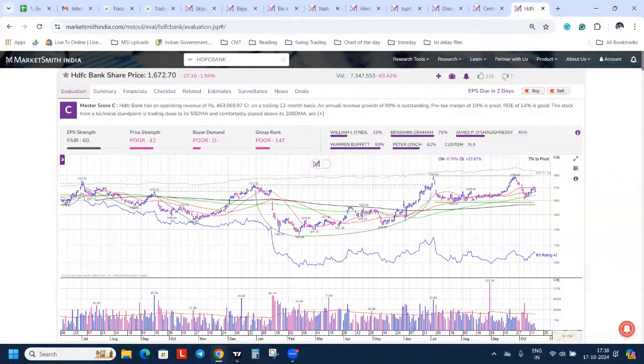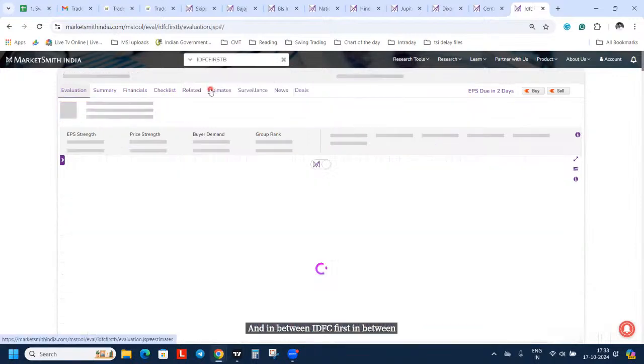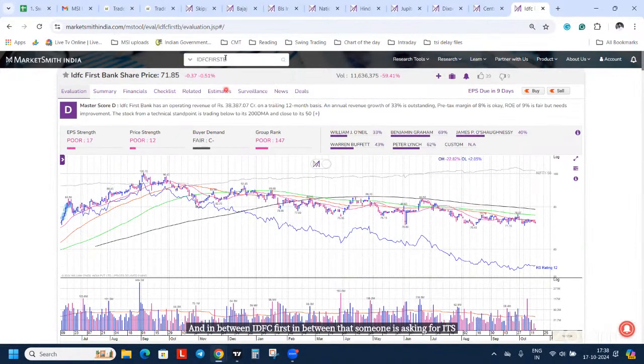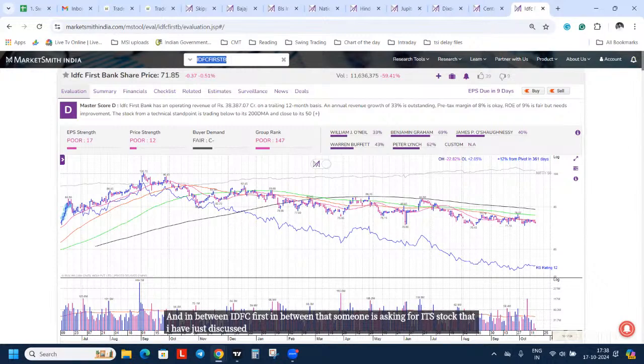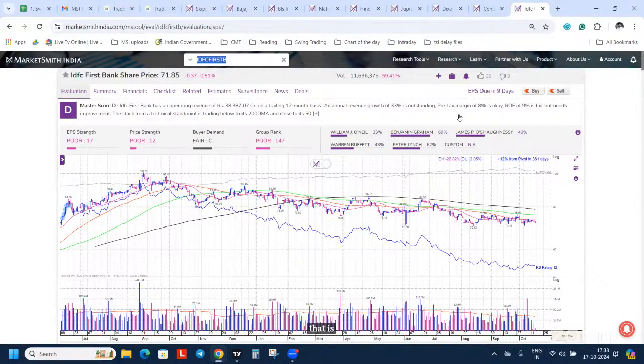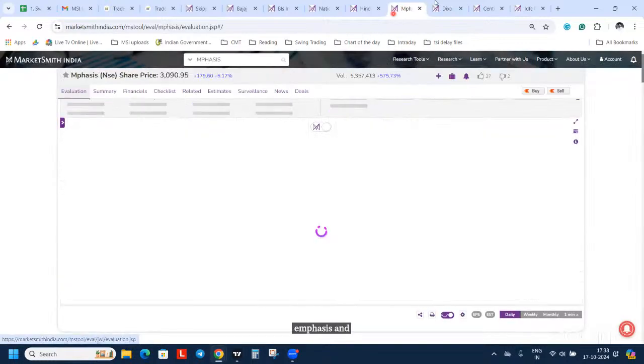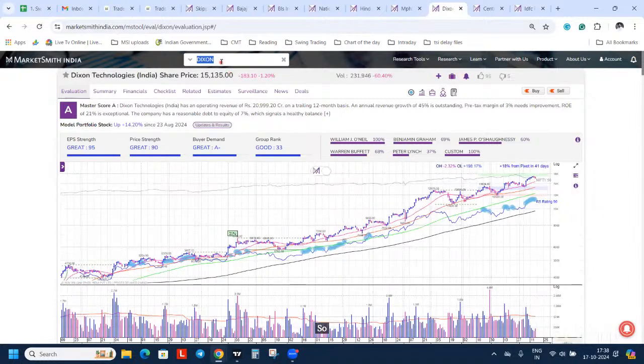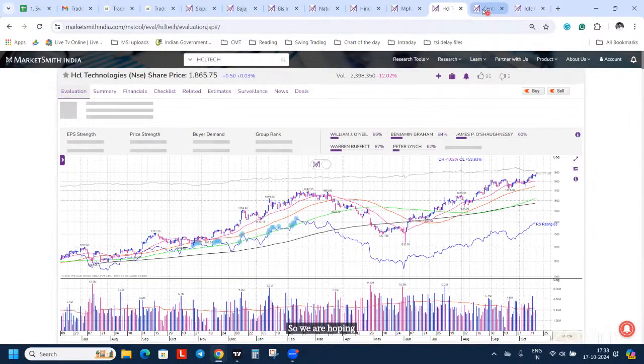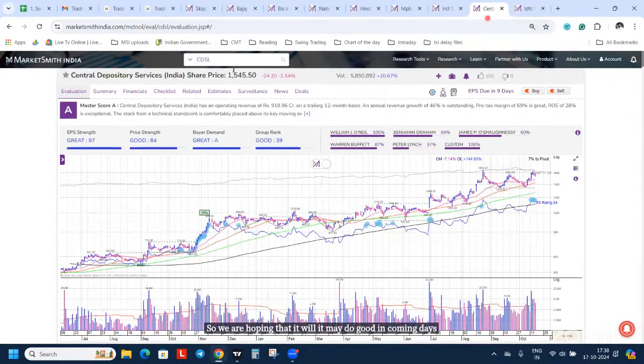Okay, so I am taking IDFC First Bank. In between, someone is asking for the IT stocks that I have just discussed. That is Mphasis, HCL Tech, Infosys, and Tech Mahindra. These four stocks are at least well placed technically at the current juncture. So we are hoping that they may do well in the coming days.